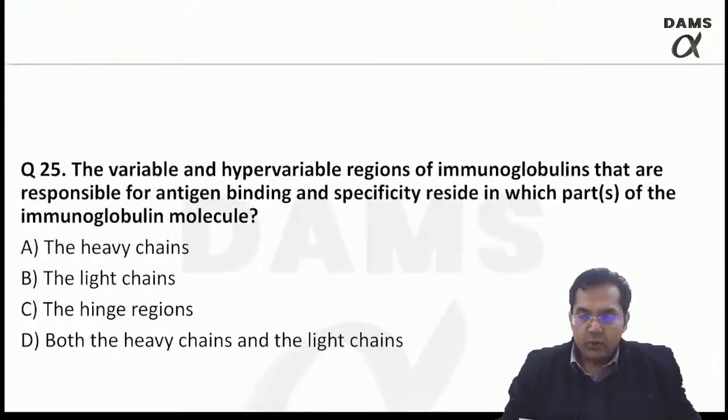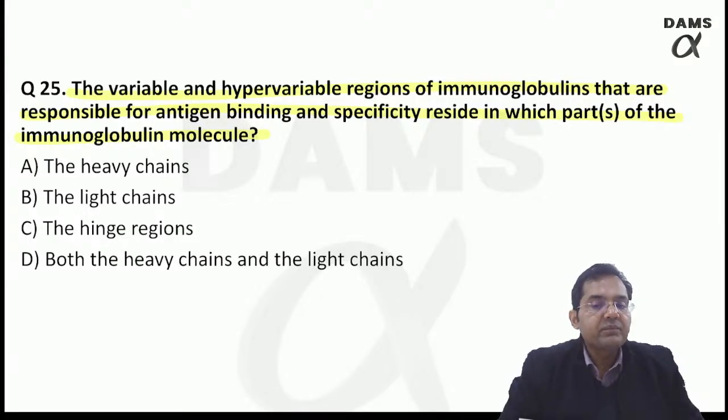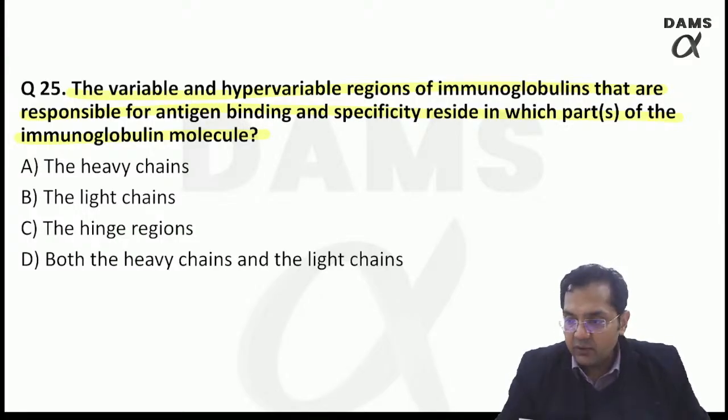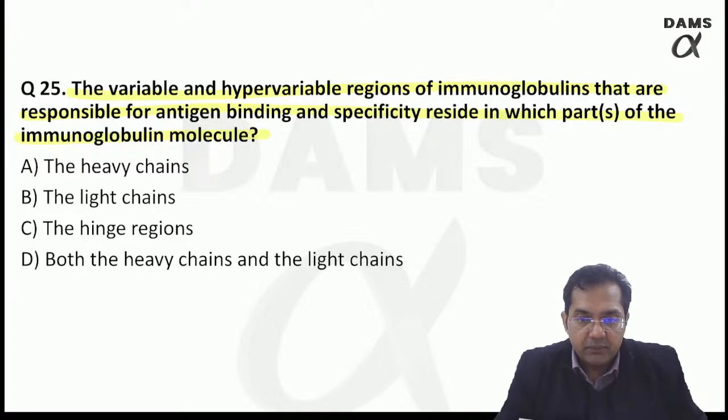Moving to question number 25: the variable and hypervariable regions of immunoglobulins that are responsible for antigen binding and specificity reside in which part of the immunoglobulin molecule? Tell me. Last question but a very easy question. 100% chance of coming in the exam. You have to learn the structure of immunoglobulin. It can come as a short note in your exams, both the terminal exam as well as the main prof exam. What should be the answer?